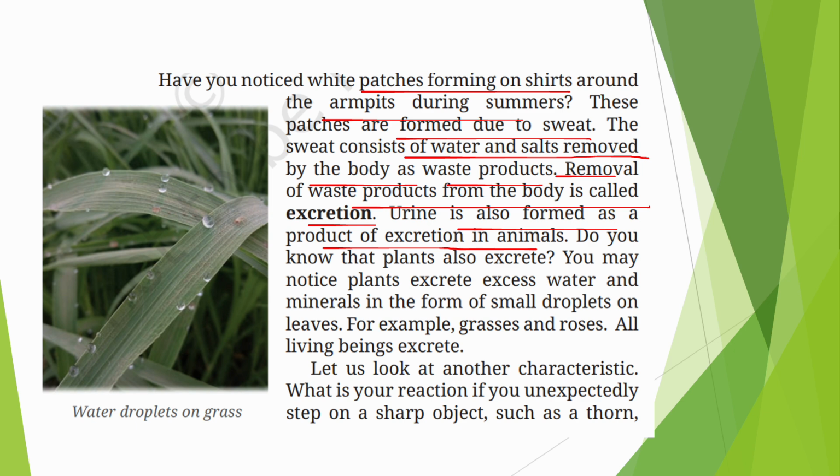So during summers, you can see white patches on shirts around the armpits. These patches are formed due to sweat. The sweat consists of water and salts. These salts and also water are removed by the body as waste products. Removal of waste products from the body is called excretion. Urine is also formed as a product of excretion in animals.